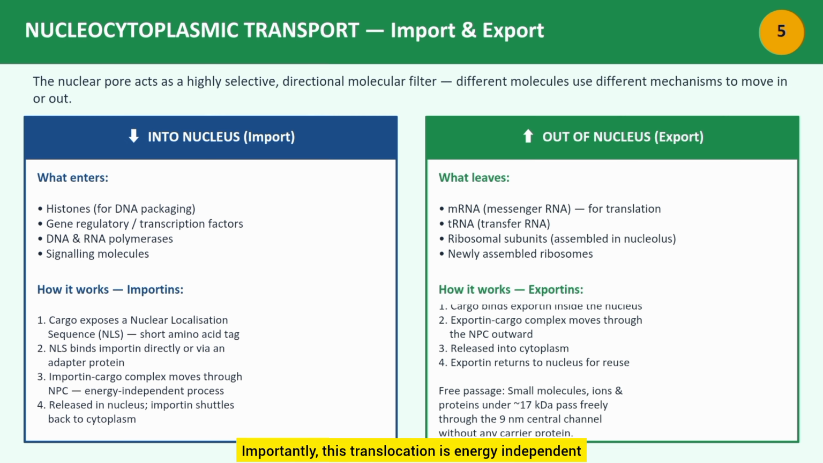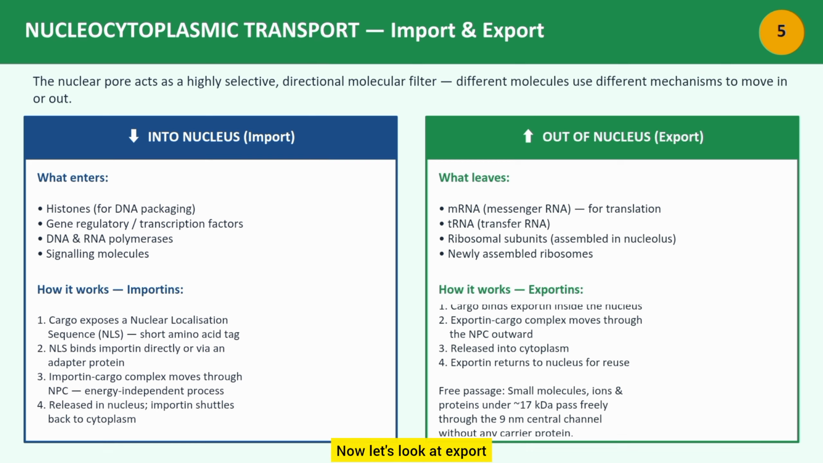Importantly, this translocation is energy independent. It doesn't require ATP at this step. Step 4. Once inside the nucleus, the cargo is released. The importin then shuttles back to the cytoplasm, ready to carry the next cargo.